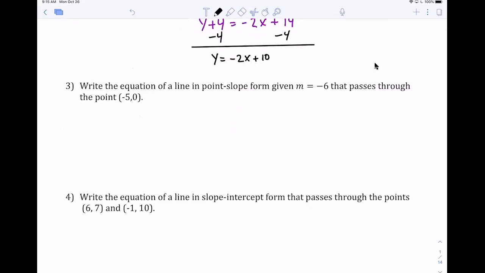Okay, so it would be y equals -6 times (x minus 6). Oh wait, no, that's not right. Come on, don't be sorry. Just x plus 5. Yes, thank you.